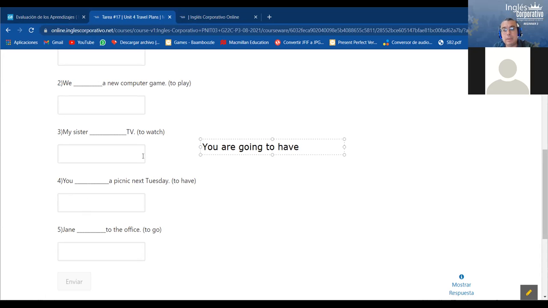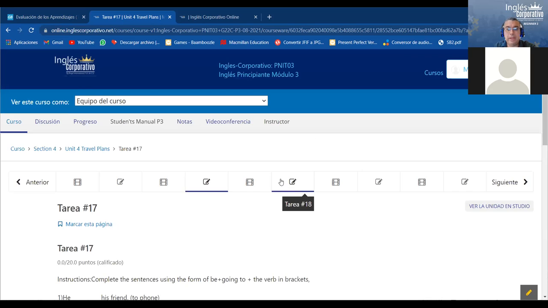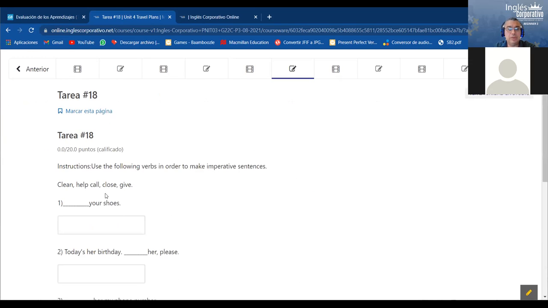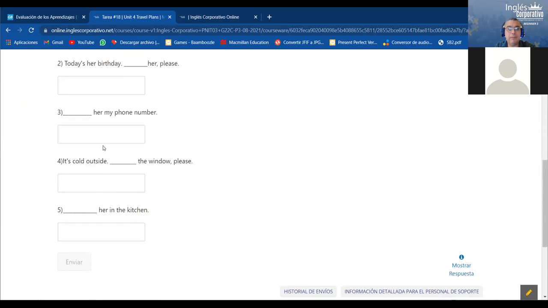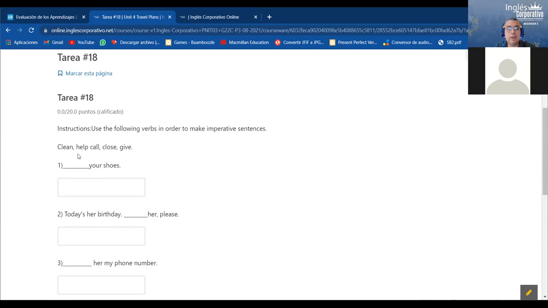Sí, de la homework. Number 17. Yes. Okay. Right. So that is it. Now, let me see. Yeah, homework 18. Nomás selecciona, son 5 palabritas, son verbos. Uno en cada uno va a ir. Oh, clean, okay. Help, call, close, give.